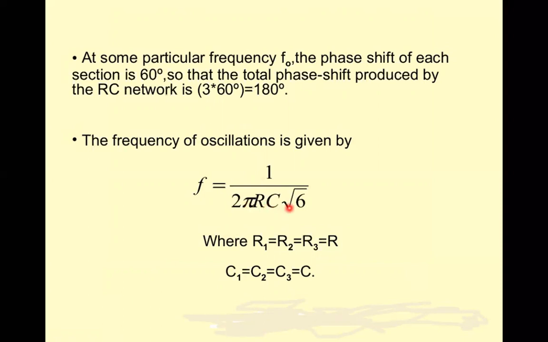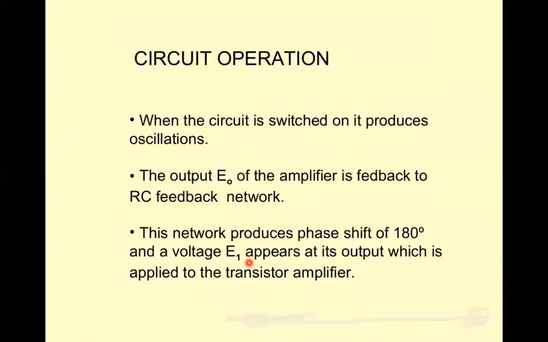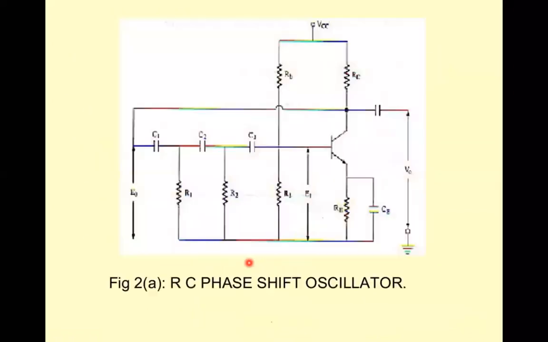So according to the mathematics, the resonant frequency we will get with the formula is equal to 1 upon 2 pi RC into under root 6, where R1, R2, R3 have to be equal, and C1, C2, C3 should be of the same value, all the condensers. Now see the operations, how the operation happens. I'll just go back to the circuit. Let us observe here only.